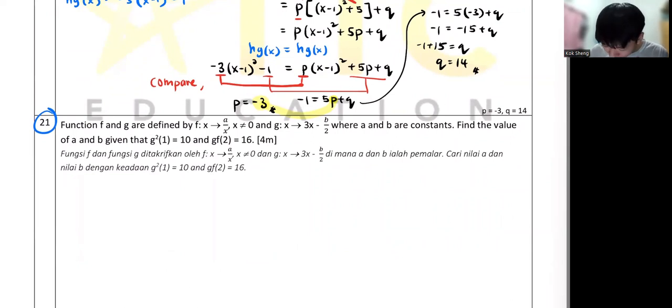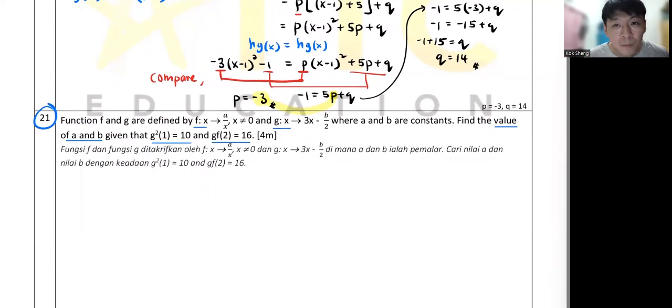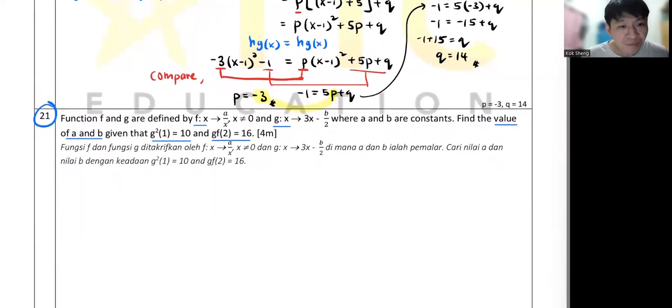Function f and g defined by fx and gx, where a and b are constants. Find the value of a and b, given that g squared 1 equals to 10, gf2 equals to 16. Okay, so first thing, we have the function f and g. Should be no issue. And at the back there, you are asking to find the value of a and b. Finally, familiar things.